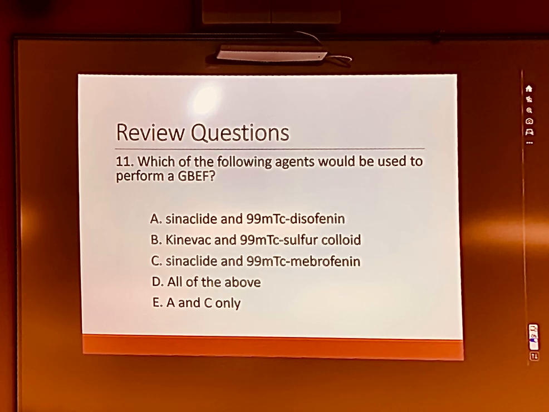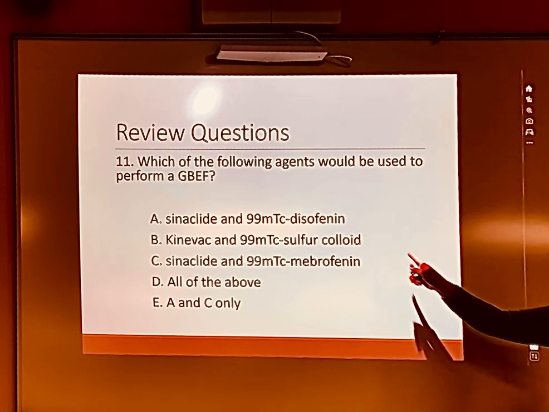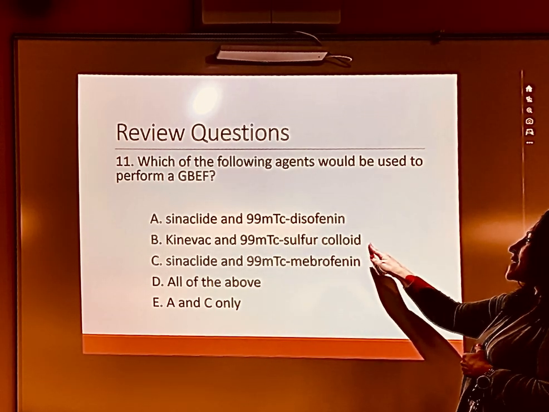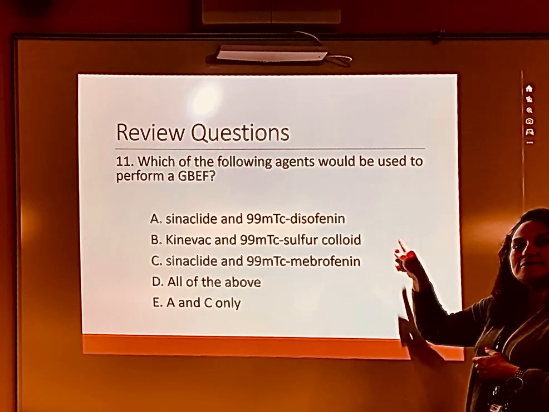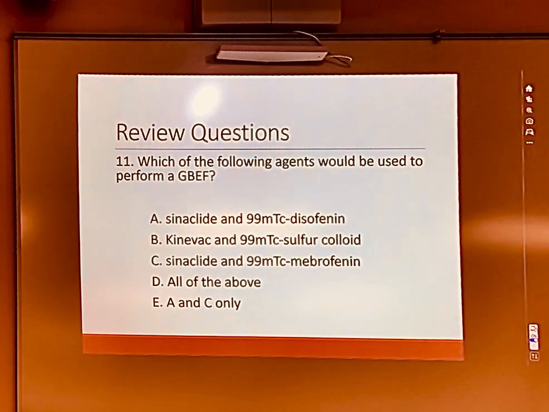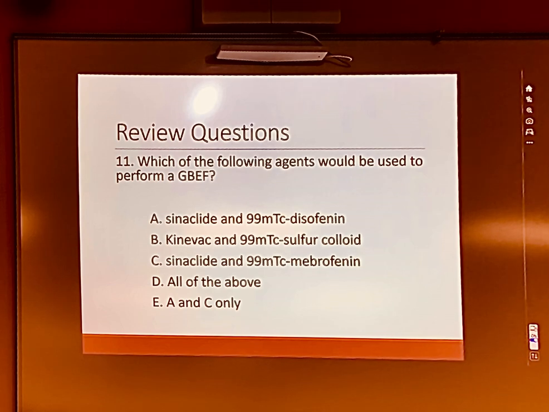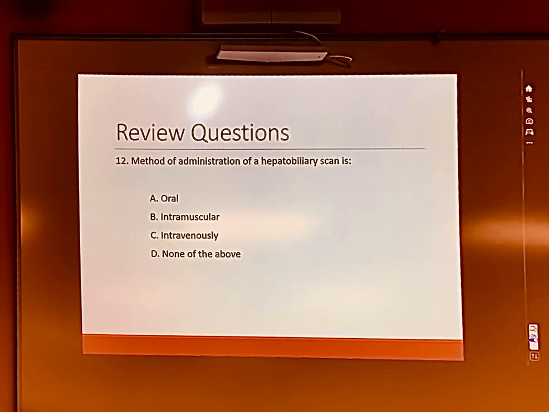Which of the following agents would be used to perform a GBEF? All of them. Sulfur colloid is a liver structural agent, right? Remember we talked about the Kupffer cells and the phagocytosis? That is sulfur colloid. So you could use A or C. Cannot use B. Okay? Cannot use B. That's true.